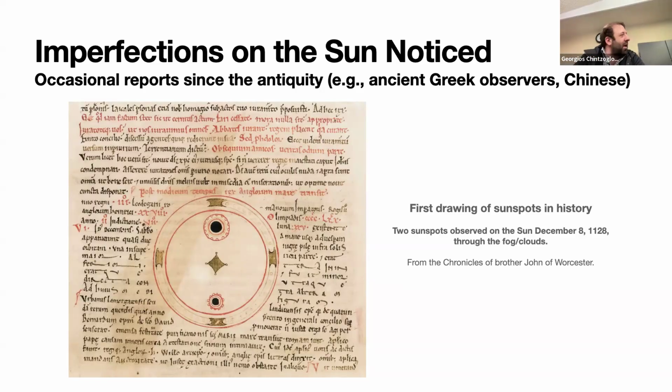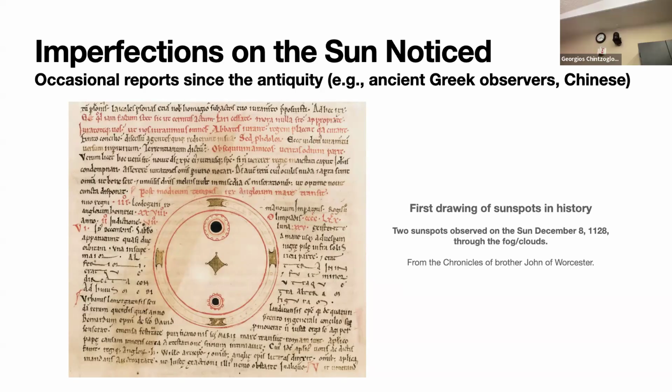However, back in, again, the 12th century, in particular Sunday, December 8th, 1128, another chronicler, or actually a monk, in the area of Worcester in England, noticed two big blemishes on the sun just by looking through the fog in England. And he actually took a note. If any of you knows Latin, maybe you have read what this says.